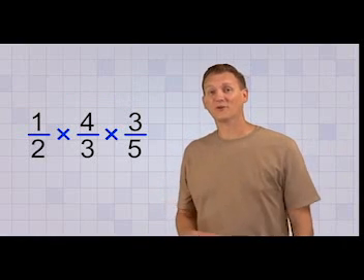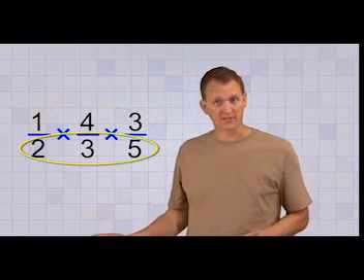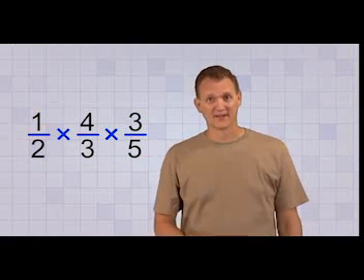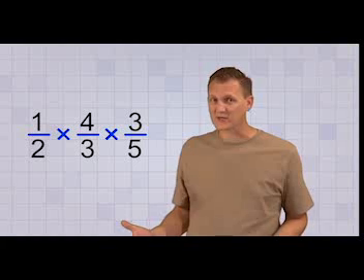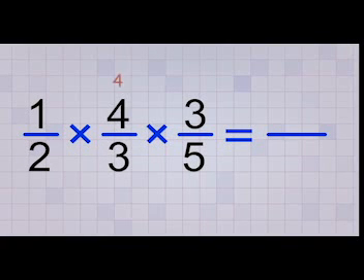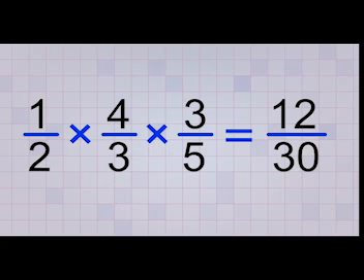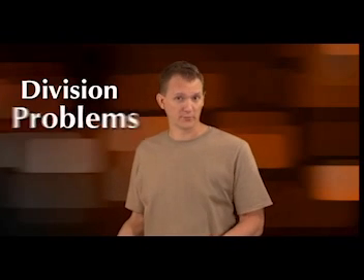Yep, all we have to do is multiply all the top numbers together and then multiply all the bottom numbers together and we'll have our answer. And this will work no matter how many fractions we have to multiply. So on the top, we have 1 times 4 is 4, and 4 times 3 is 12. And on the bottom, 2 times 3 is 6, and 6 times 5 is 30. That means our answer is 12 over 30. So there you have it. Multiplying fractions is easy because fractions are just another way of writing division problems.